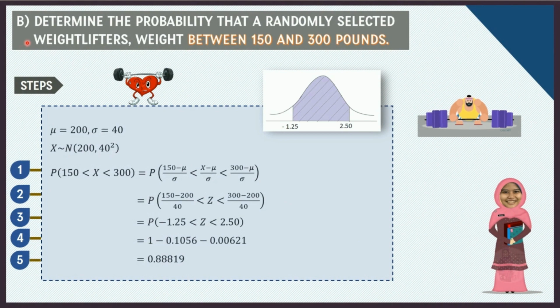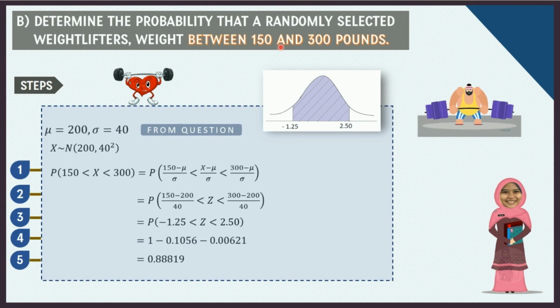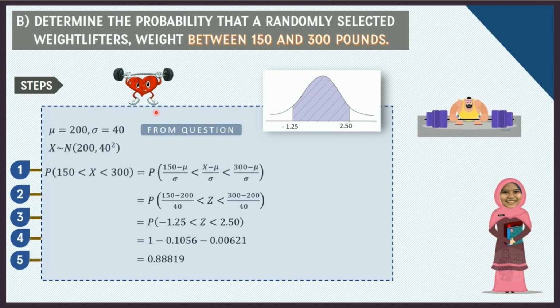Next, 10B. Determine the probability of a randomly selected variable's weight between 150 and 300 pounds. For this question, we are required to find the probability that one selected variable is in the range of 150 to 300 pounds. We can write the probability as 150 less than x and x less than 300. The steps to solve this question are the same as the technique that we used for question 10A before. It also uses the same mean and standard deviation values.